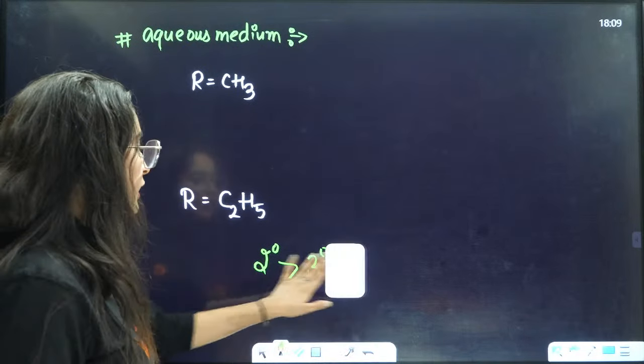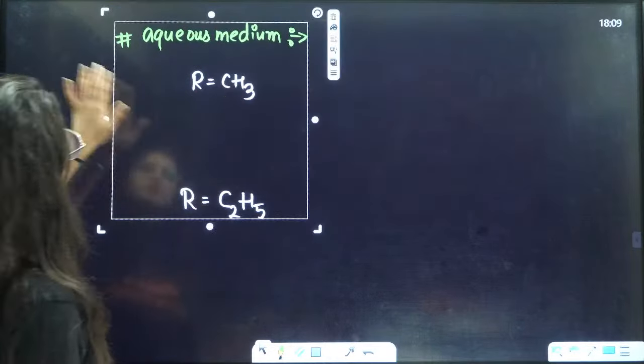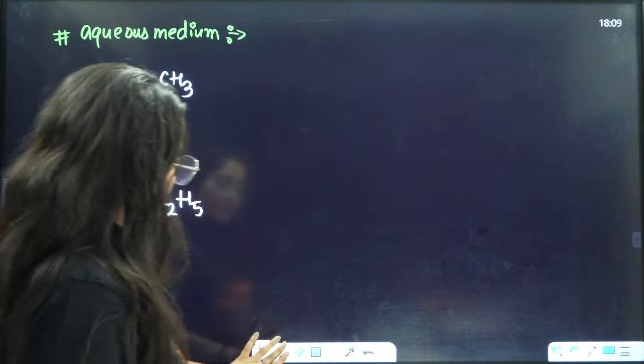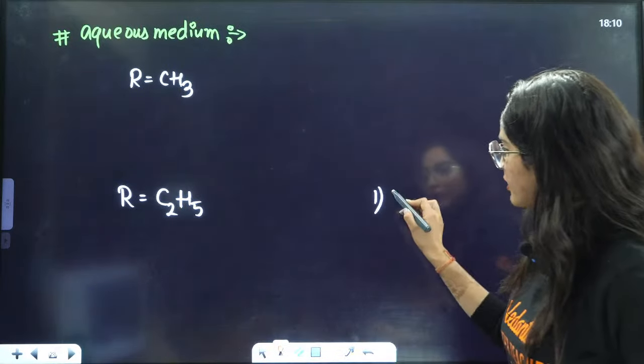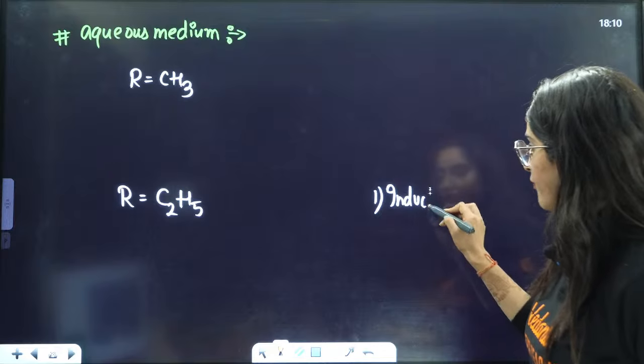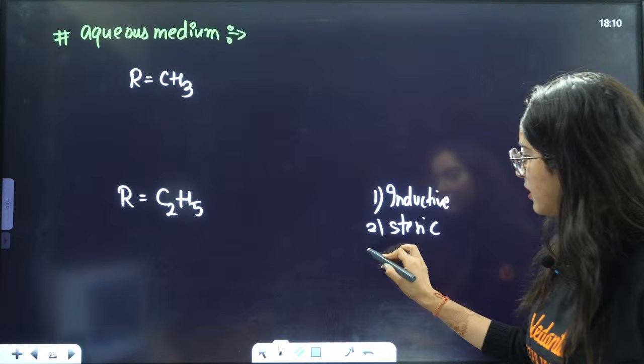Okay. Now I know you are still confused, ma'am, why is this so? Why in aqueous medium are things very different? Because of the first, the inductive effect, second, steric hindrance, third, solvation.